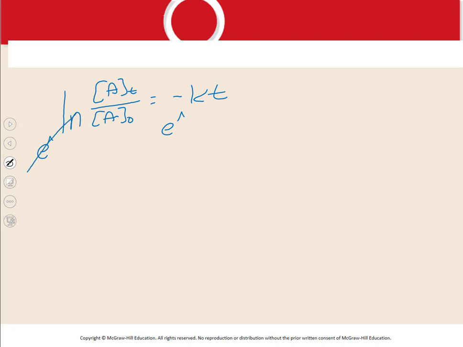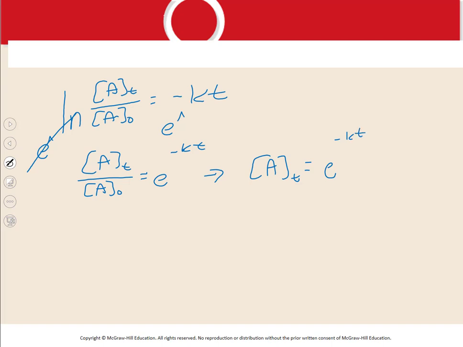So e and natural log will cancel. We get concentration of A at time t divided by concentration of A initially is equal to e to the negative kt. Bring A to the other side. A at time t is equal to e to the negative kt times, on the outside of e, the concentration of A initial. Careful, that's on the outside. That is not inside the power of the exponent.